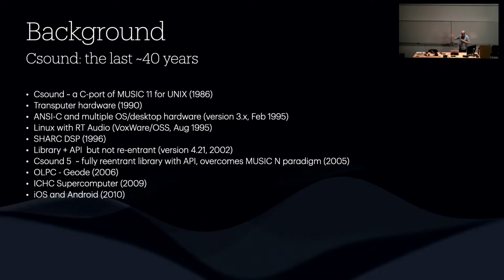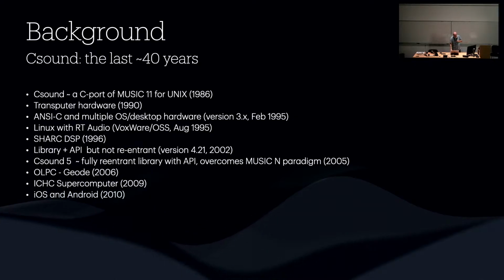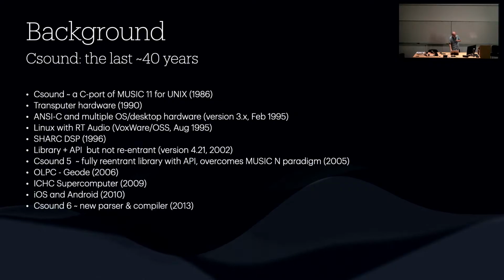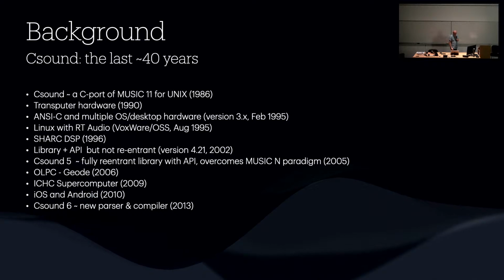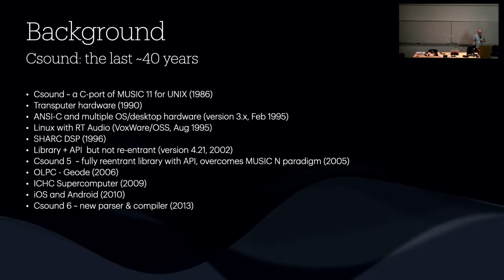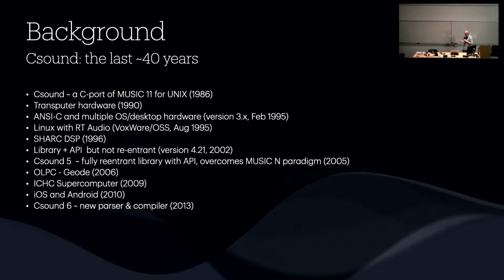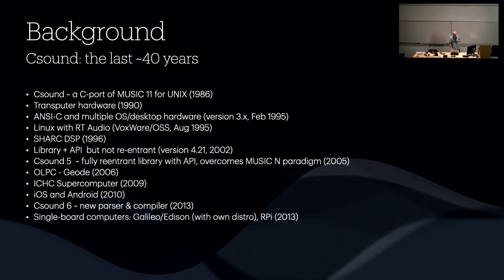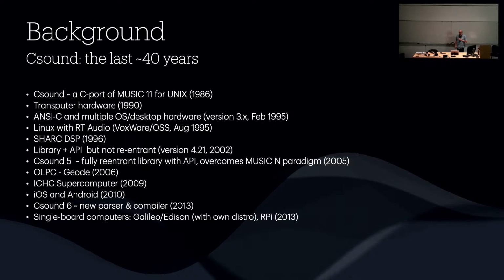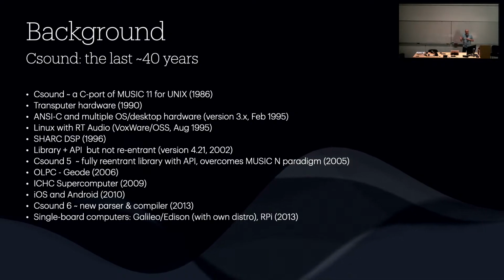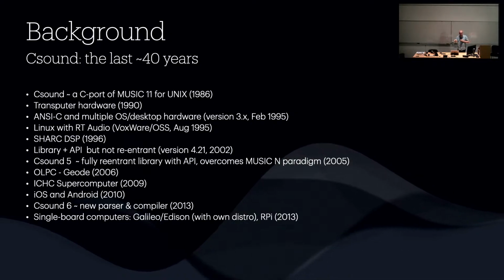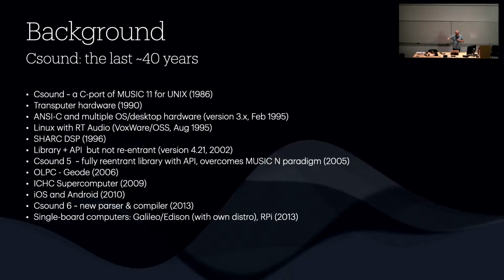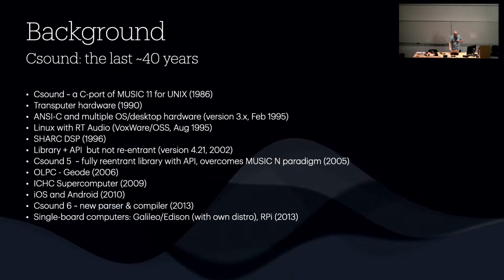Well, we run it on supercomputers. It was running on iOS and Android in 2010. Then we have version 6 with a new parser and a new compiler. The new compiler allowed you to compile things on the fly, which you couldn't on Csound 5, so it became much more flexible. Then single board computers: we started running on the Galileo, Edison, Intel chips. We built our own distribution to run on those things. It was running on the Raspberry Pi. So this is all under Linux.